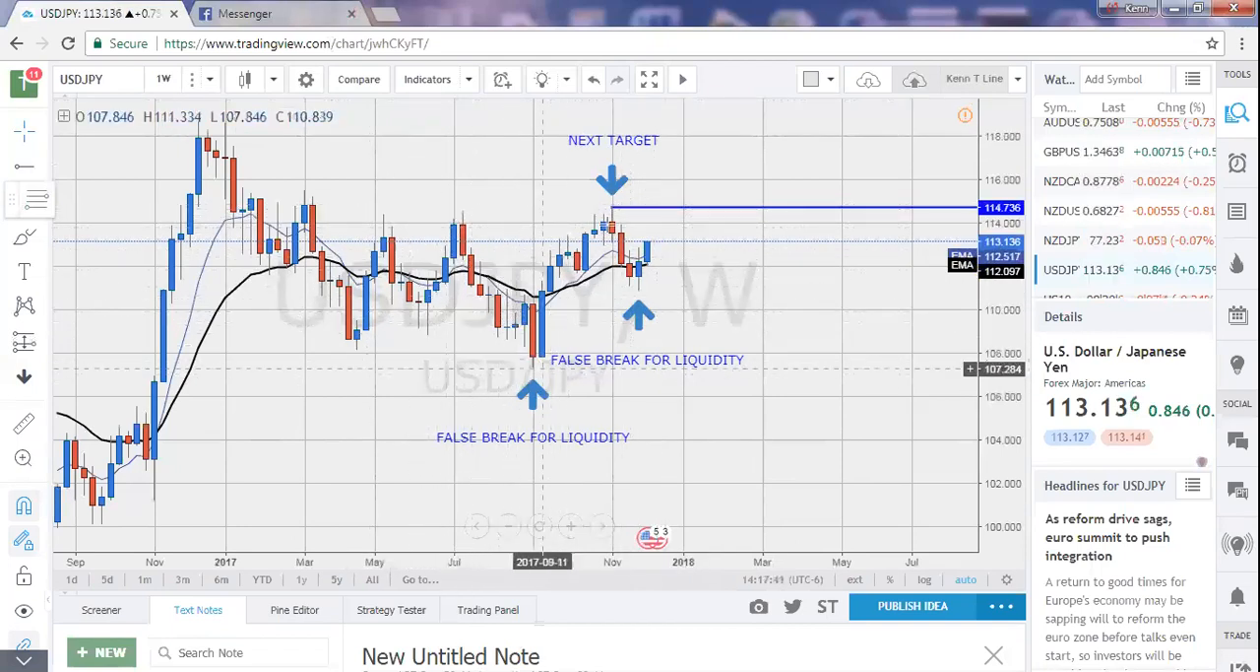Thinking like a bank instead of thinking like a retail trader. That way you can predict high probability areas to take a trade, and you can use a strategy to gain an edge in the market to start making profit.